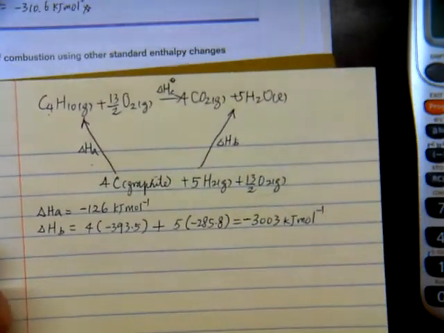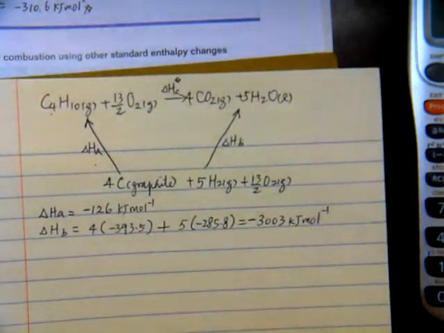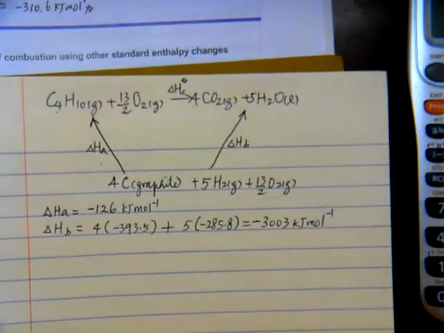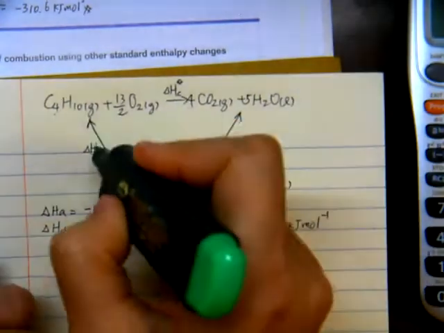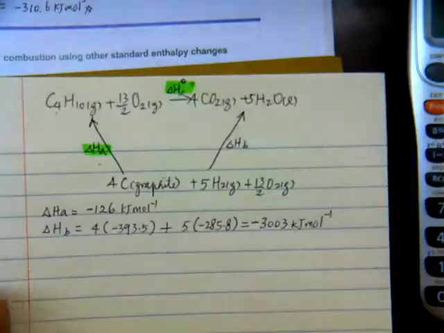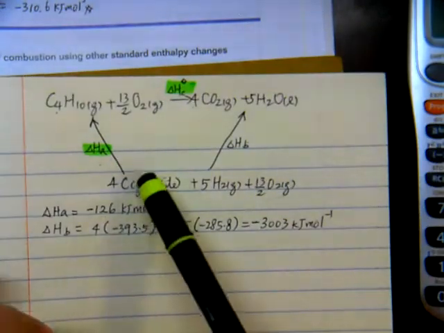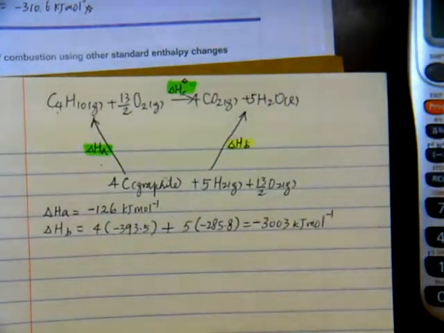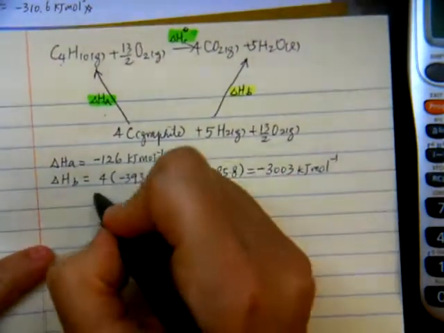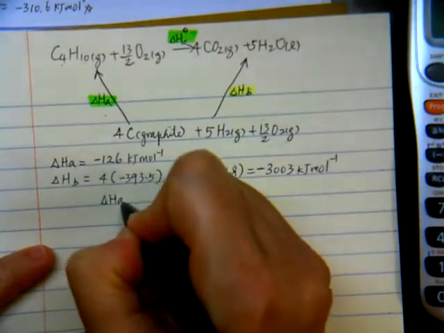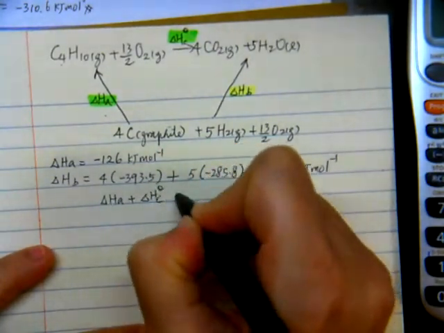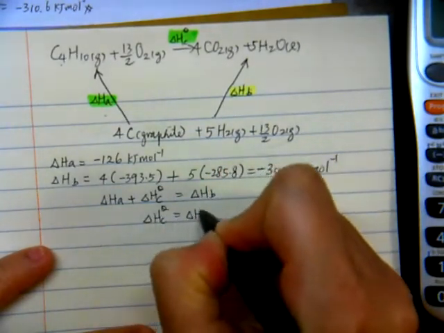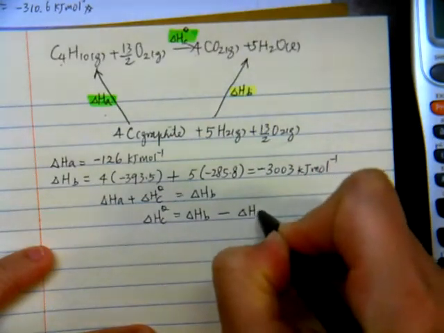That is delta HB. Lastly, use Hess's law. Again, can you identify which arrows belong to the same route? Delta HA and delta HC belong to the same route. Clockwise, clockwise. But for delta HB, anti-clockwise. It belongs to another route. In other words, delta HA plus delta HC is equal to delta HB. Delta HC therefore is equal to delta HB minus delta HA.